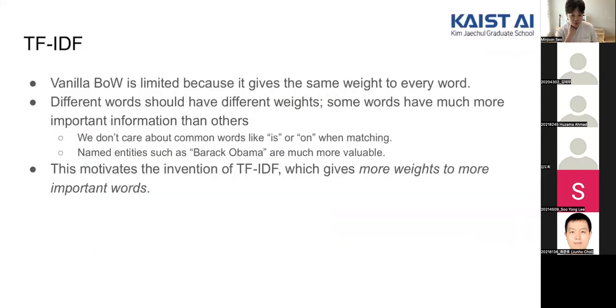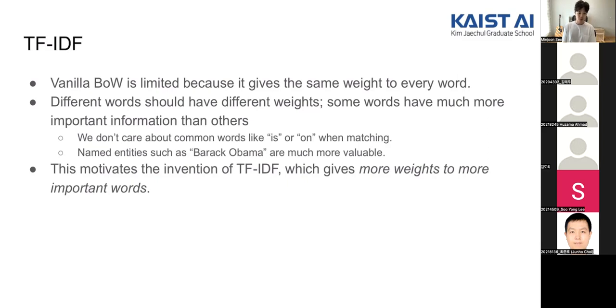All right, so TF-IDF is one of the most popular ways to perform sparse retrieval. Vanilla bag of words, as we just saw, is quite limited, right? Because it gives the same weight to every word. It only considers whether a certain word is in the sentence or not. But we should really give a different weight to different words, because some words carry much more important information than others, right?